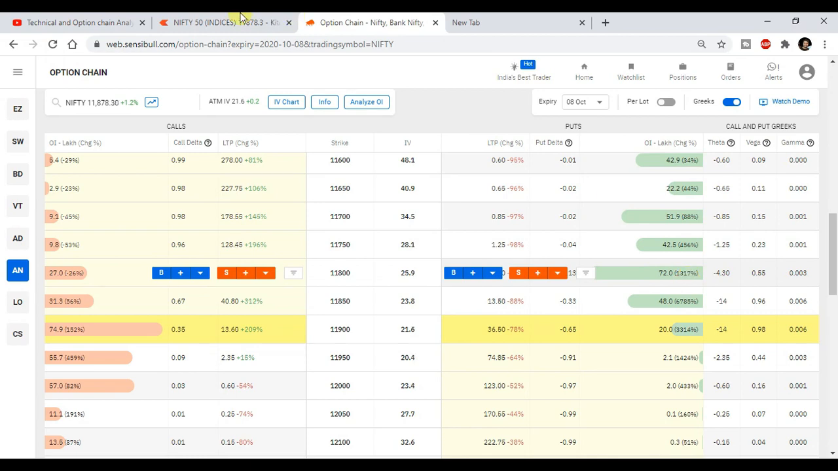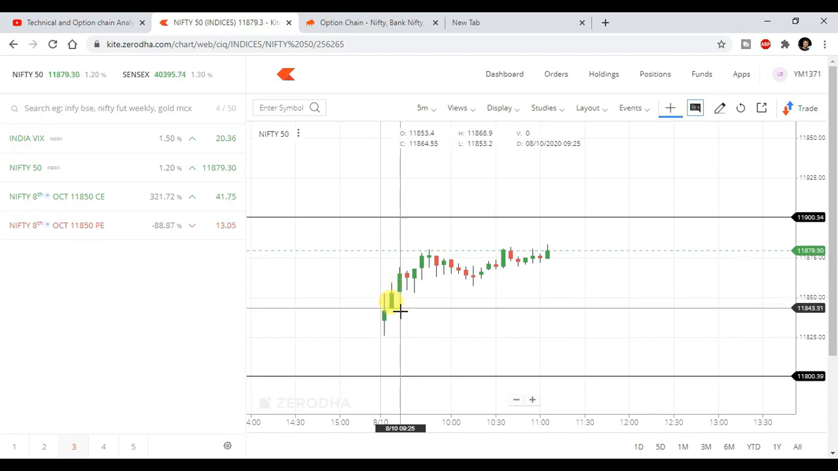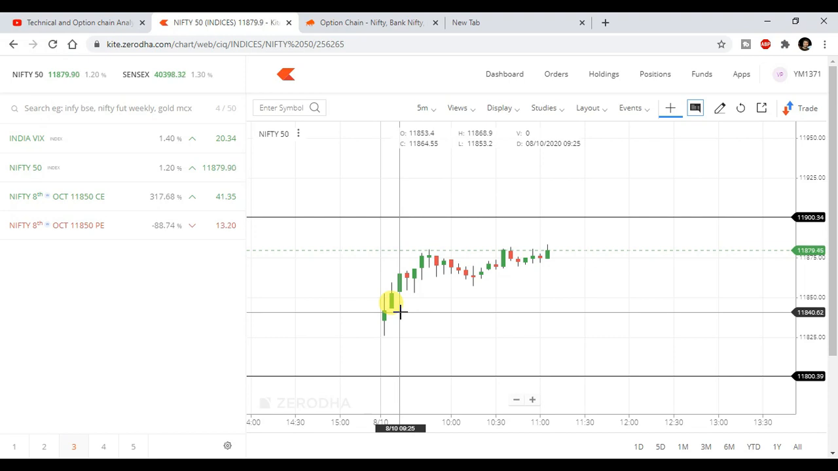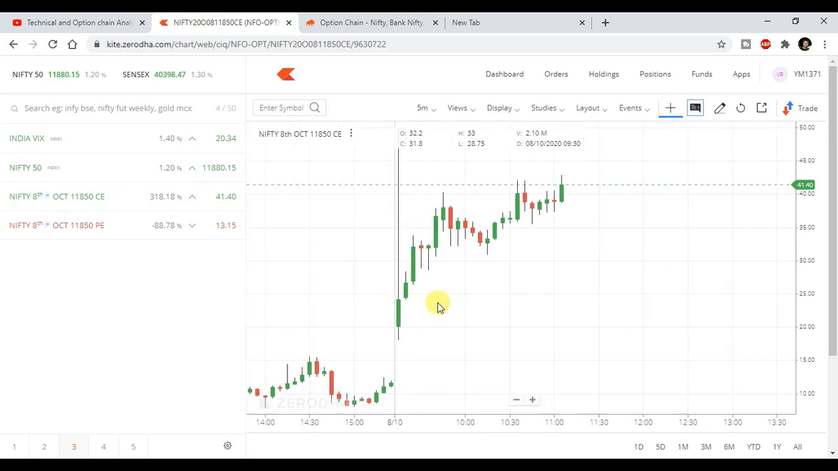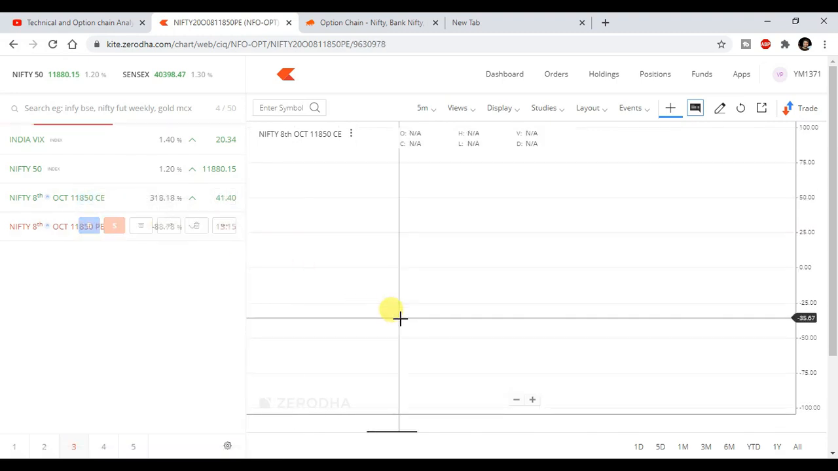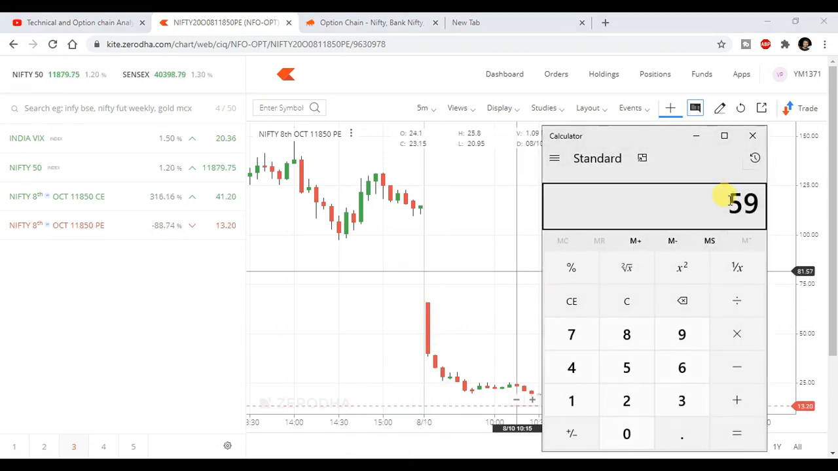Now if I show you the chart, we can see that at around 9:25 the Nifty was trading around 11,850. So what we have to do at this particular time is short the 11,850 CE and PE both. If I show you the premium at 9:25, the CE was trading around 27 rupees and the PE was trading around 32 rupees. So we got a premium of almost 59.